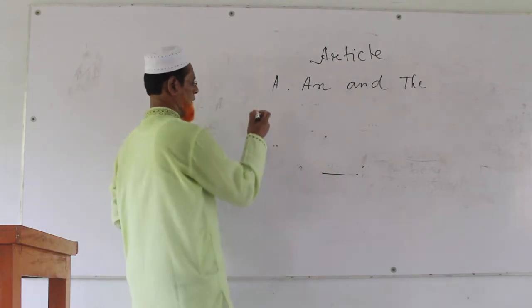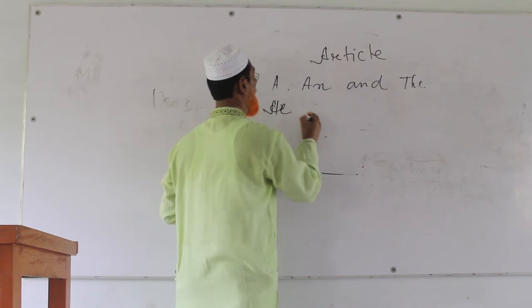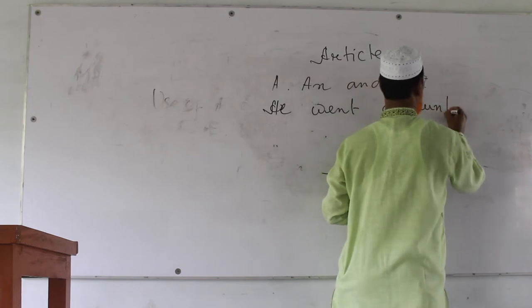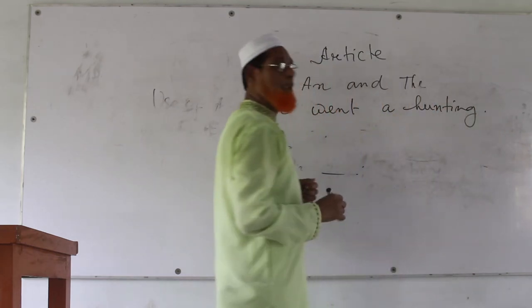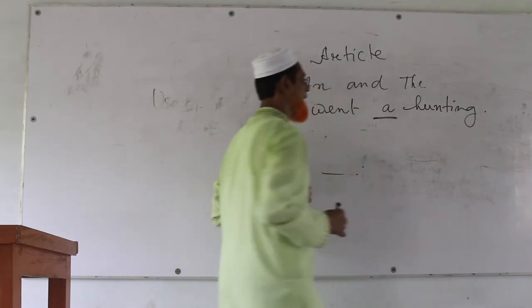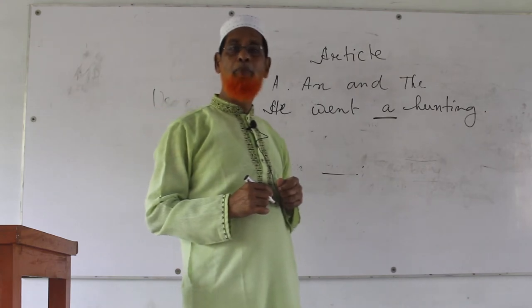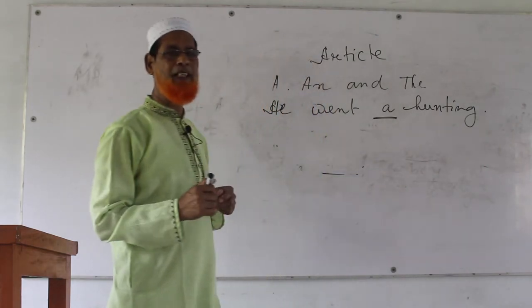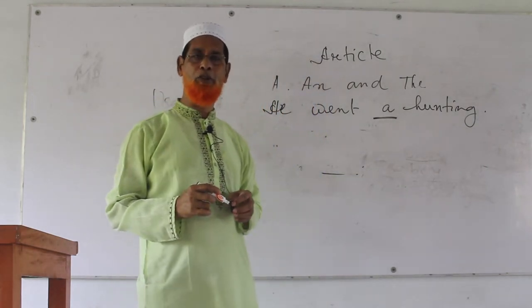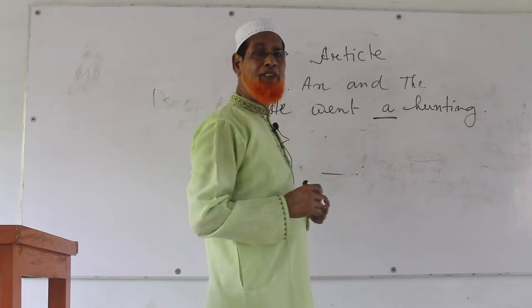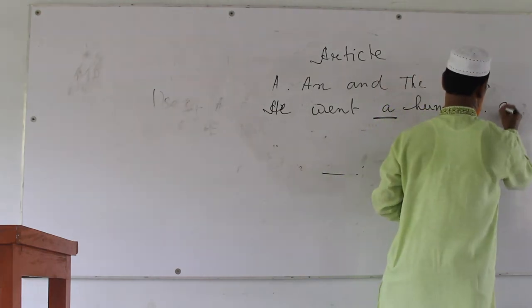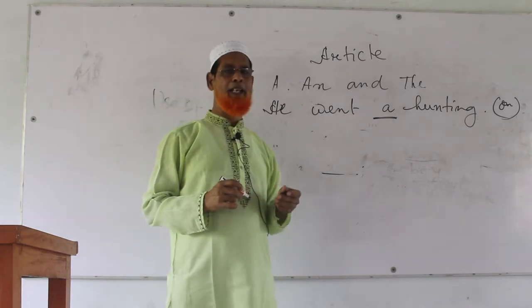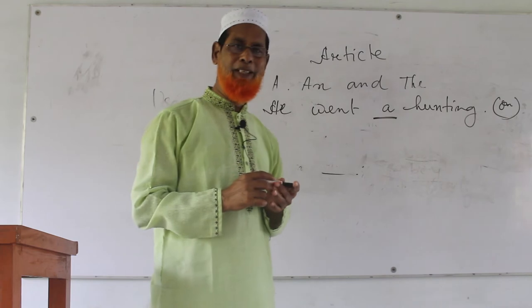For example, he went a hunting. Here a is used as a preposition. Here a is used as on, a is used as on. Am I clear?